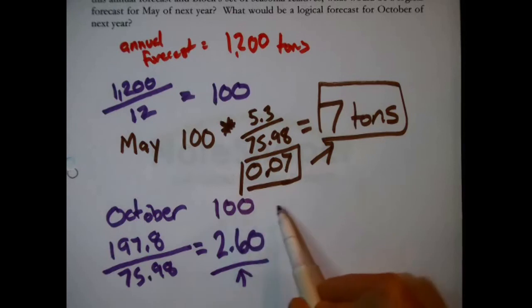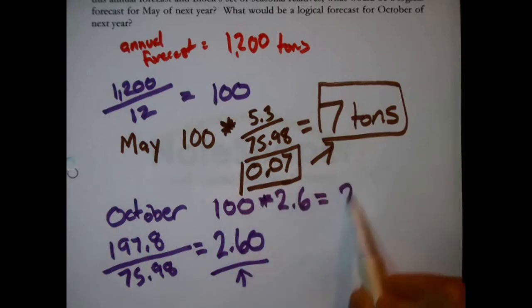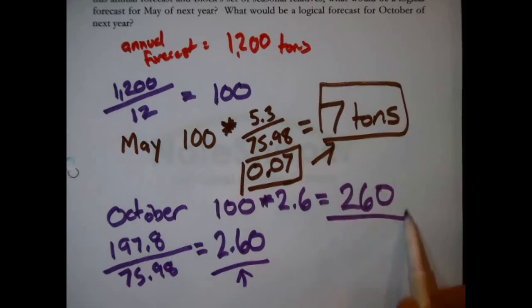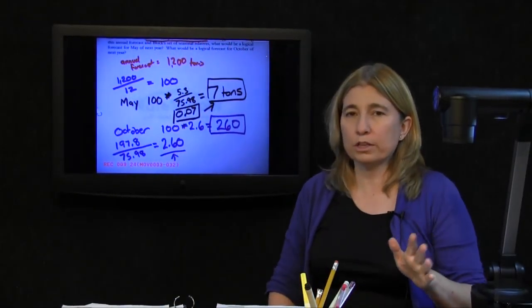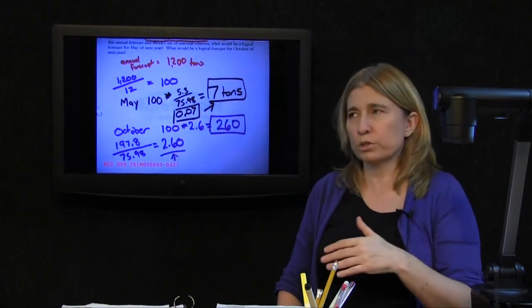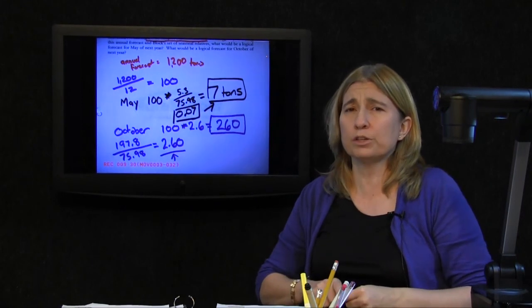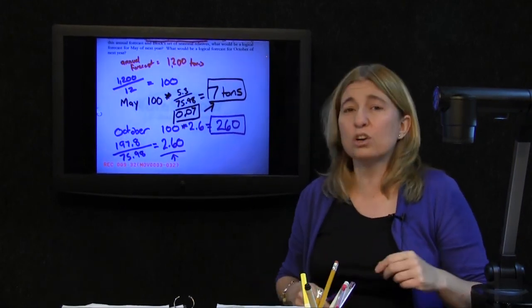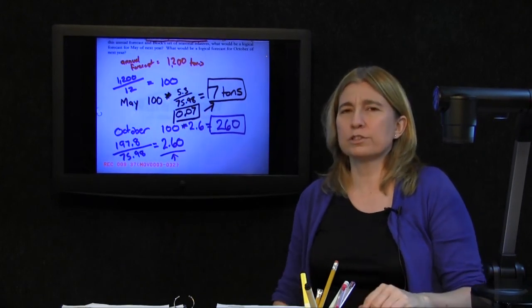Anyway, what's the forecast? Take the innocent 100, multiply it by the 2.6, and based on all of this information, we would estimate that for next year, in which we think there'll be a total of 1,200 tons delivered annually, specifically there'll be 260 tons delivered in October and only 7 tons delivered in May.